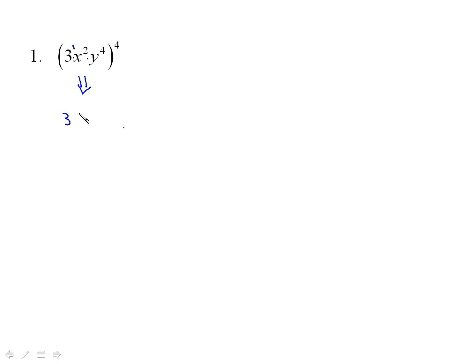Now you never multiply a base by an exponent. Like you don't go 3 times 4 is 12. But you do go 1 times 4 for exponents is 3 to the 4. And then you go x to the 2 raised to 4 is x to the 8. And then y to the 4 raised to the 4 is y to the 16.